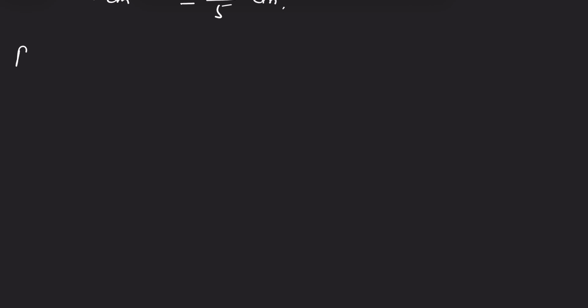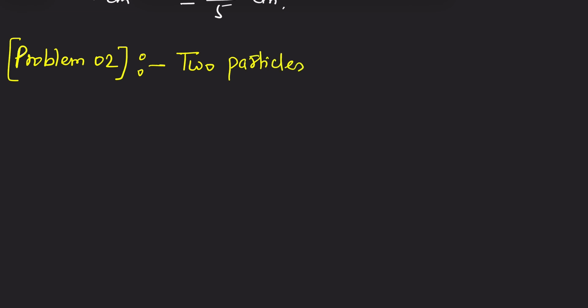So problem 2. This question is a very good problem. Let me dictate this question, and then if you want, you can try this problem. The question is two particles, again two particles. Whenever two particles come, you should think about the phasor ones.